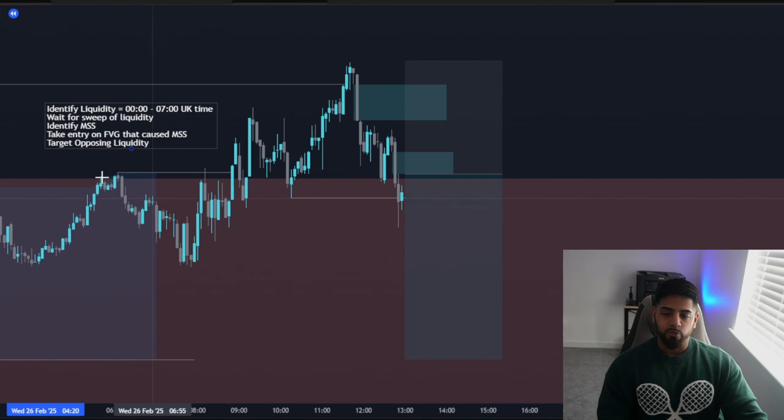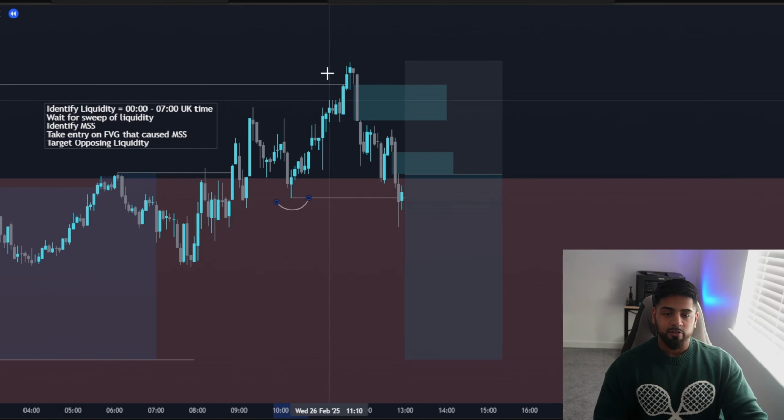UK time, and we've got this nice high and low right here. We then waited for a sweep of liquidity where price swept the high right here. Not only that, but to add more confluence in today's trade, we also swept yesterday's daily high as well. After that, we then moved on to the next step, which was to wait for a market structure shift.